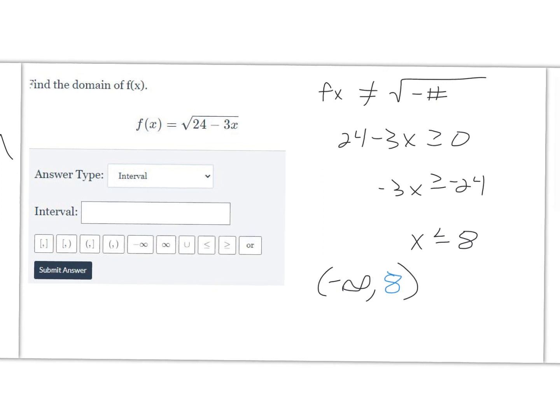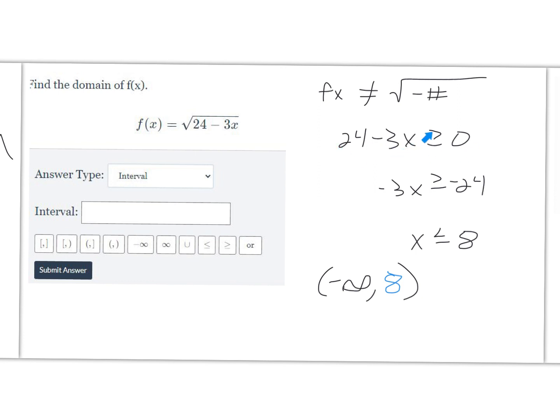Let's see here. Taking a look at this question. This says, again, find the domain. So we have f of x equals the square root of 24 minus 3x. Well, in this kind of function, we cannot have the square root of a negative number. So what we're going to do is take this radicand, 24 minus 3x, and set it greater than or equal to 0 and work it out like an inequality.